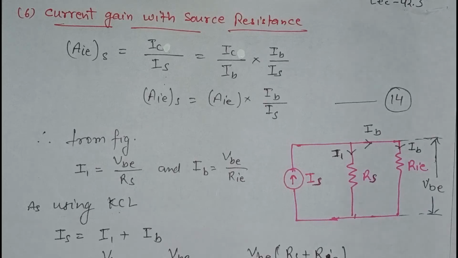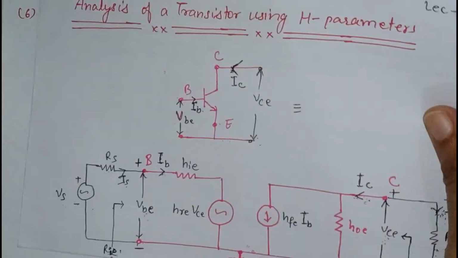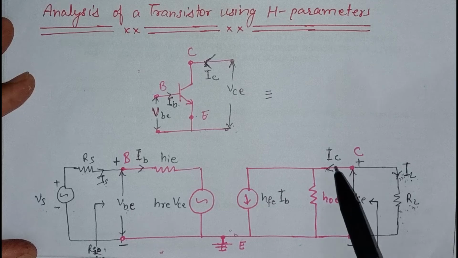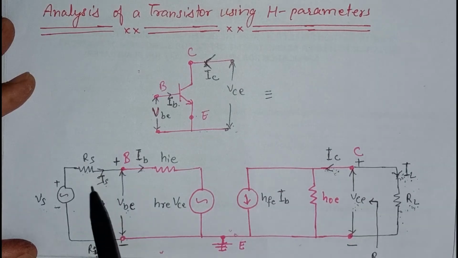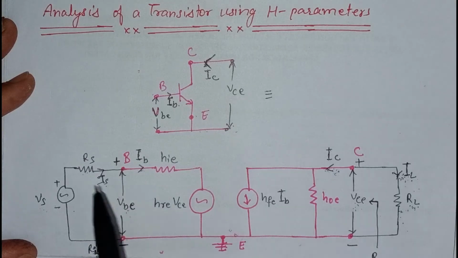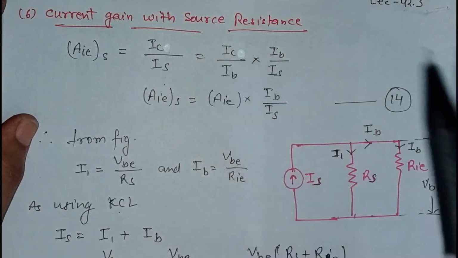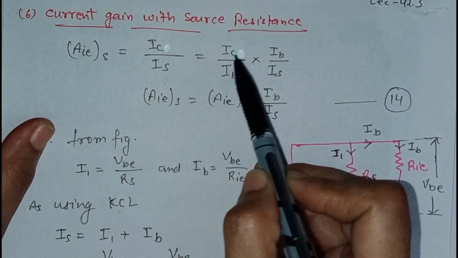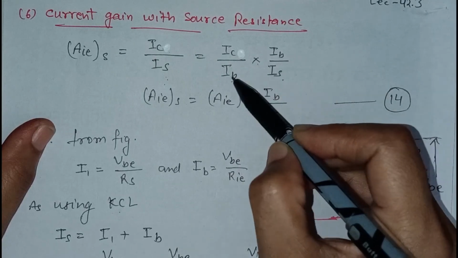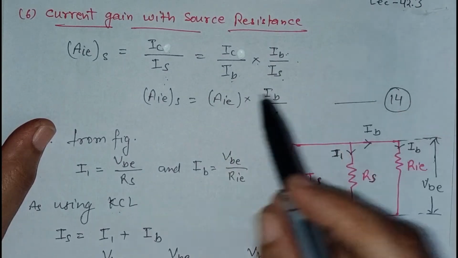Now we will find the equation for overall current gain, meaning current gain with source resistance. As we know, the current gain is equal to output current upon input current. In our case the output current is IC and the input current is IS, because we are calculating overall current gain. So the current gain is IC upon IS. We can write it as IC upon IB into IB upon IS, because IB cancels out. So we can write it as this equation.